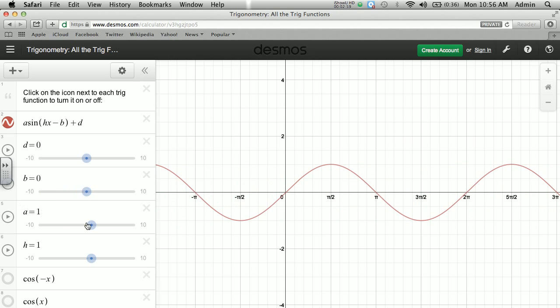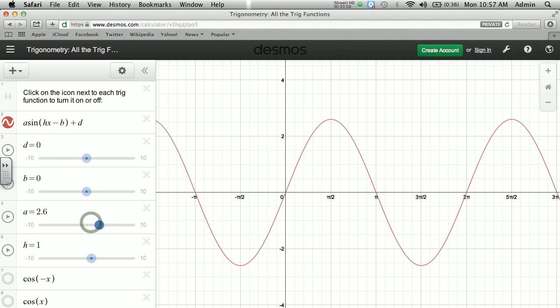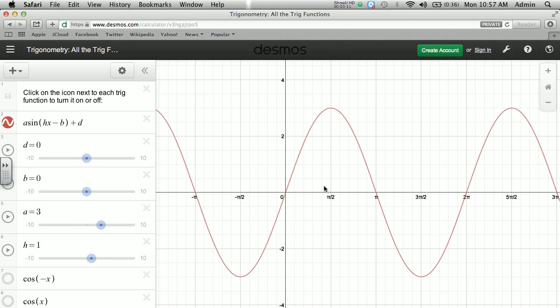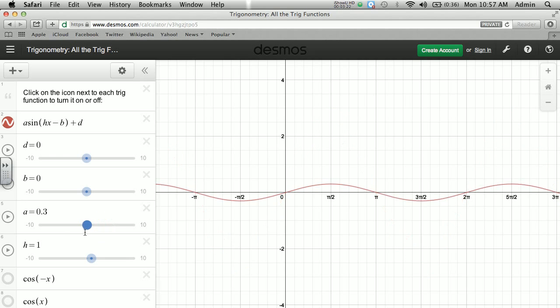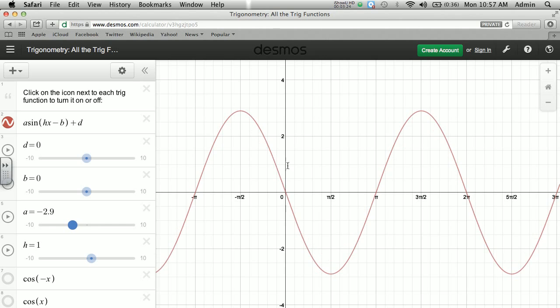Okay, amplitude. Amplitude controls how high and how far down I go from the middle line, right? So if I have an amplitude of 3, now my max value is 3 and my min value is -3. So I went up 3 and down 3 from the middle. That's all amplitude does. Also, if I have a negative number, it flips the graph over. So instead of starting going up for sine, I'll start going down.